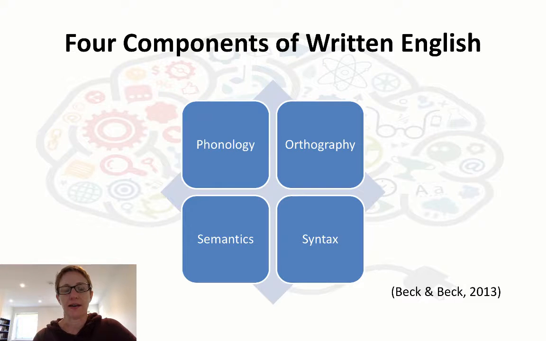So Beck and Beck discern that there are 4 components of written English that include phonology, which is the study of sound, orthography, syntax, and semantics. We aren't going to spend time on phonology in this vlog, but instead we'll look at orthography, syntax, and semantics.